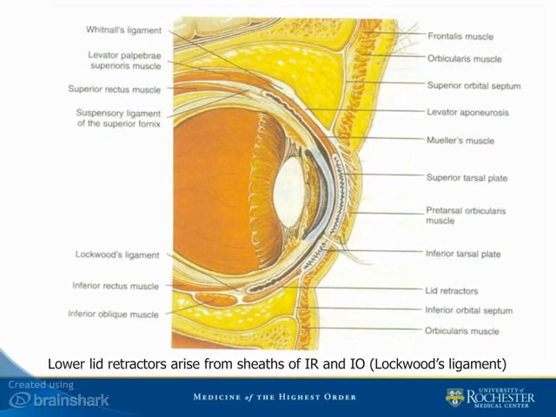A final bit of surgical anatomy that's important, especially in patients who have thyroid disease, is the relationship between the lower lid retractors in the inferior rectus and inferior oblique. There's a structure called Lockwood's ligament which attaches the inferior rectus to the lower lid retractors. When you're doing surgery, especially recessions of the inferior rectus in patients with thyroid disease, you'll often get a lot of lower lid retraction. If you're able to free up this band of white tissue that's on the surface of the inferior rectus before you do a recession, you'll have less lower lid retraction and more patient comfort afterwards.